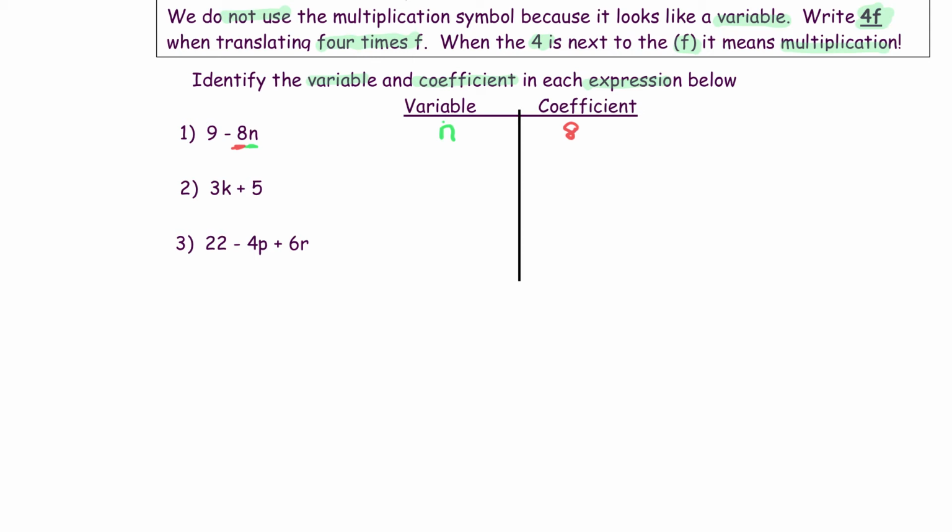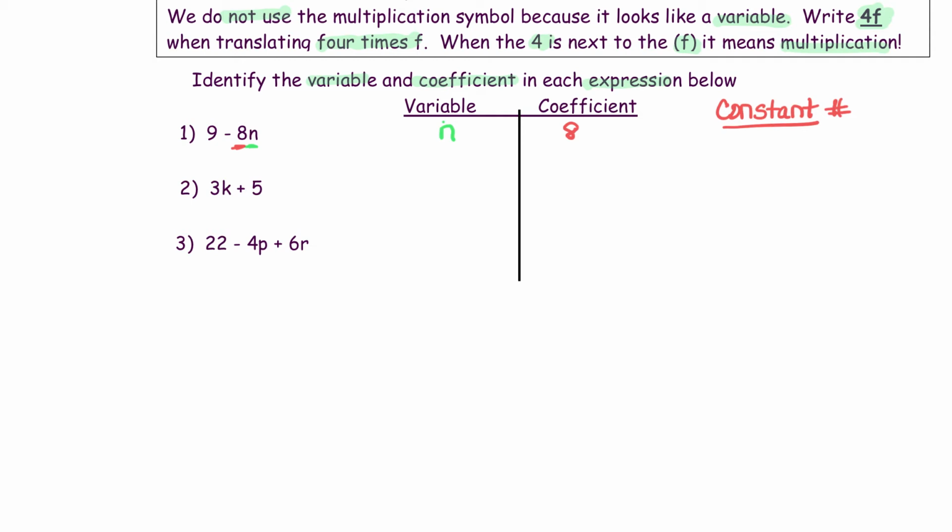You might be thinking, well, what about the 9? The 9 is something called a constant. We saw that at the very top of the page. A constant is just a plain old number. Let's look at number 2.